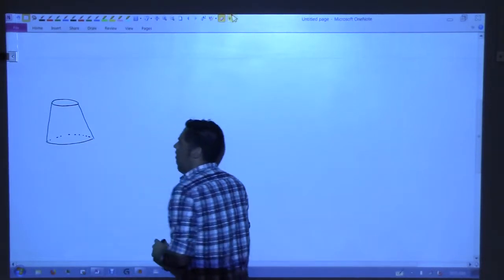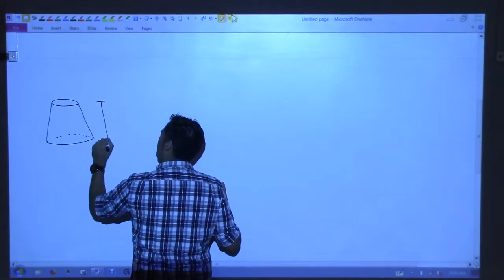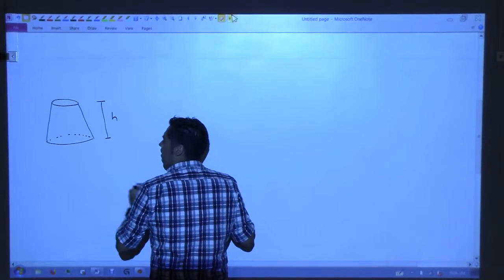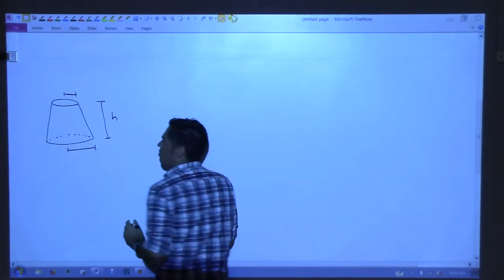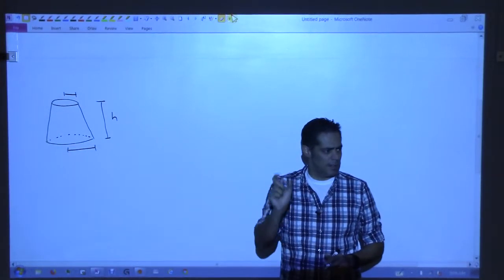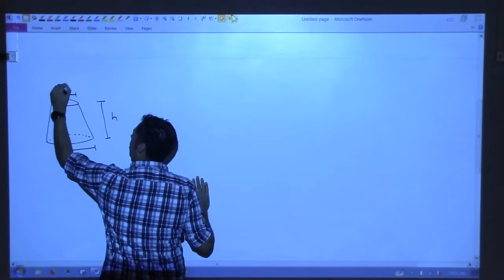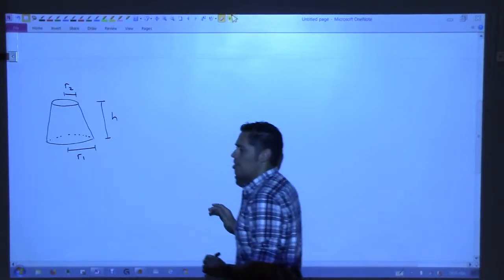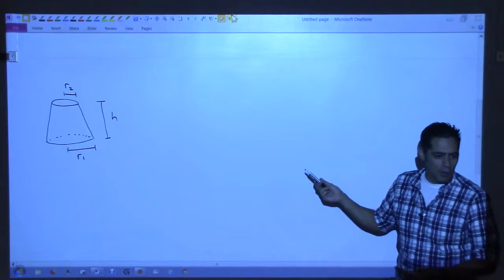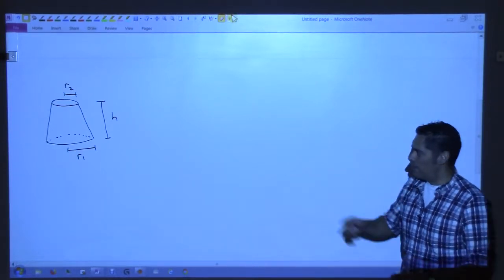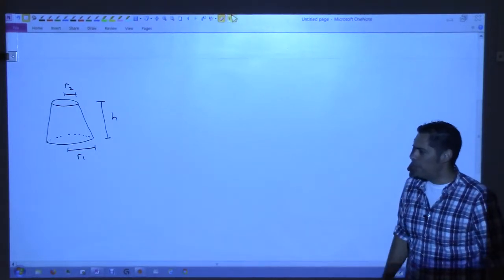Okay. So let's say we have something like that. Let's say that somebody tells us how tall it is. Let's say someone tells us what this radius is, and they tell us what this radius is, because there's kind of like two radii there. So let's call this r sub 1, and let's call this r sub 2. Is that fair? On my way in here, I was thinking we could probably Google it and get the volume formula for that. Well, let's see if we can't come up with it on our own.